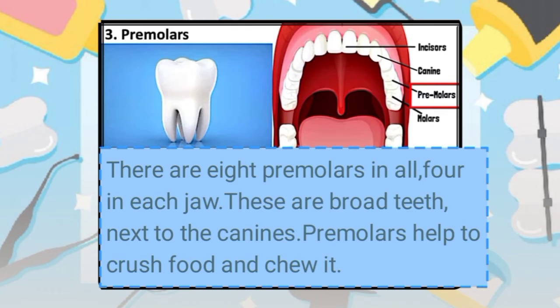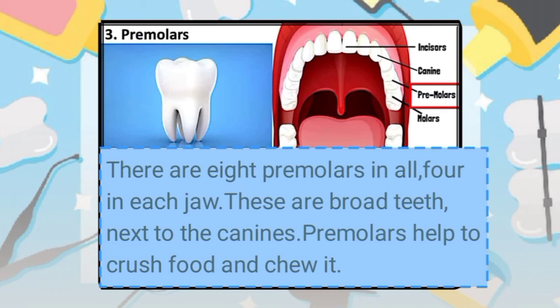Your 8 premolars sit next to your canines. There are 4 premolars on top and 4 on the bottom. Premolars are bigger than canines and incisors. They have a flat surface with ridges for crushing and grinding food into smaller pieces to make it easier to swallow.